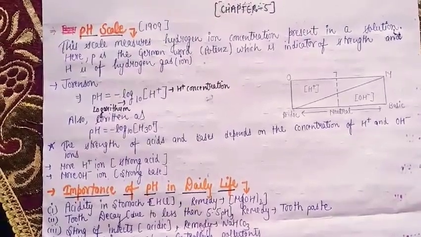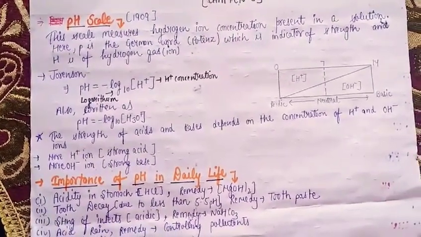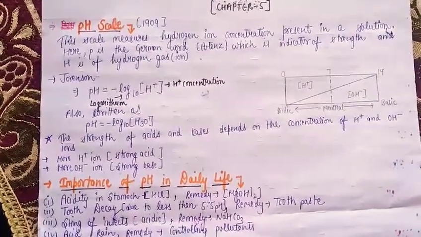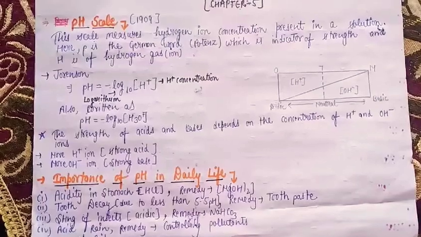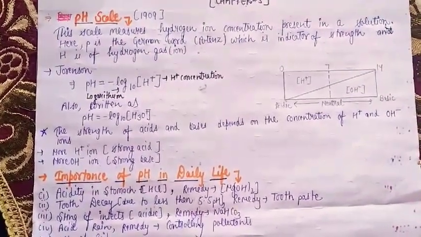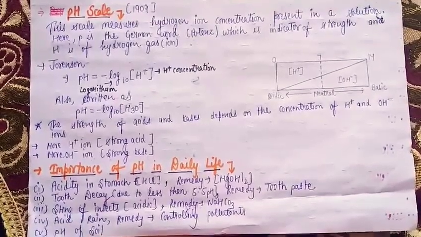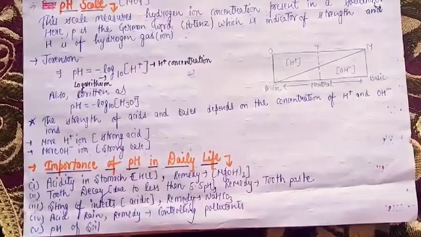acid and base. This scale measures the hydrogen ion concentration present in the solution. Here, the P denotes potence, which is the indicator of strength, and H is the indicator of hydrogen ion. This scale was first propounded by Sorensen in 1909, and the power of ion concentration is known as pH.